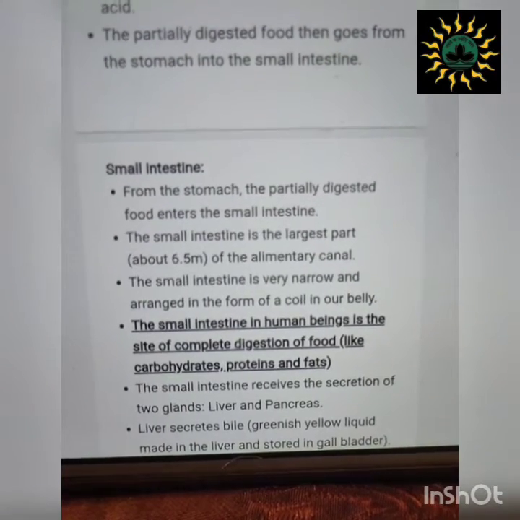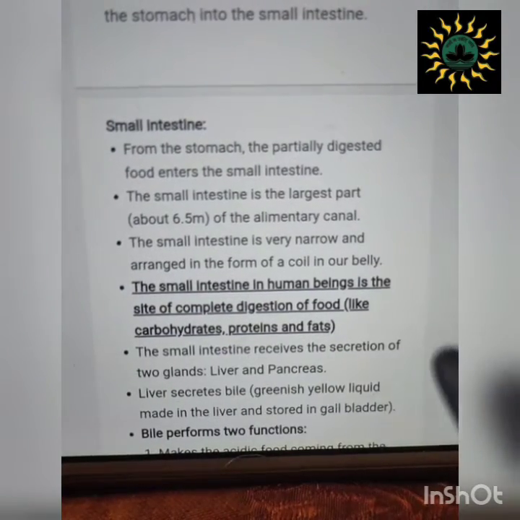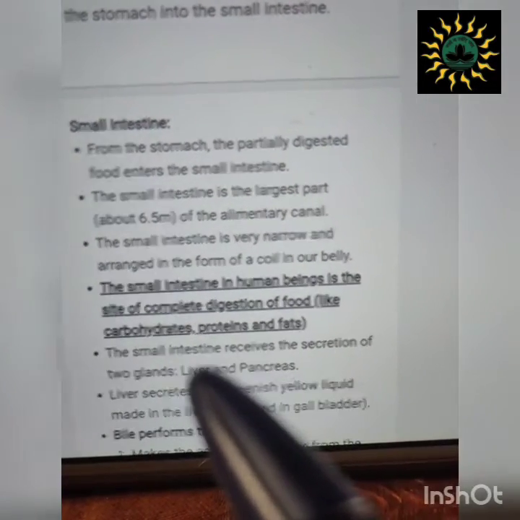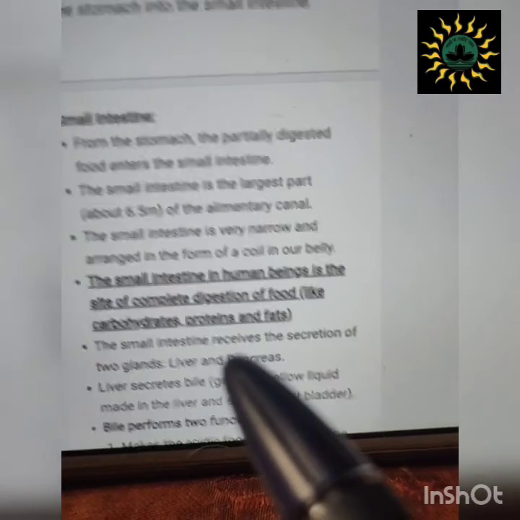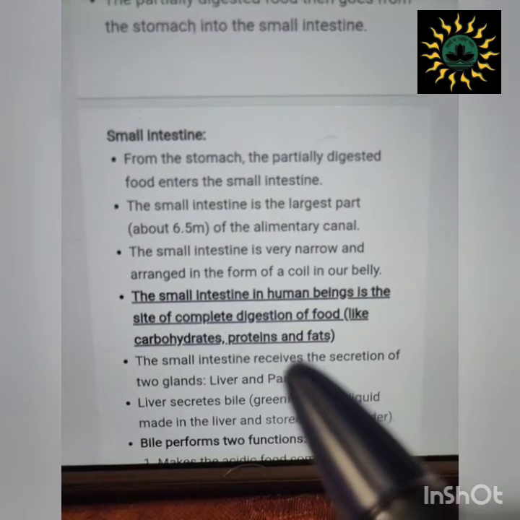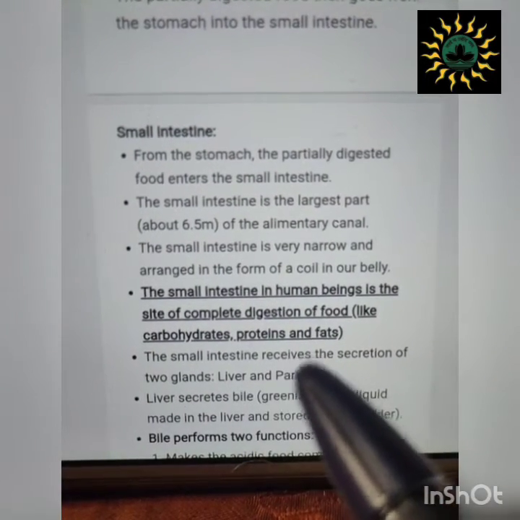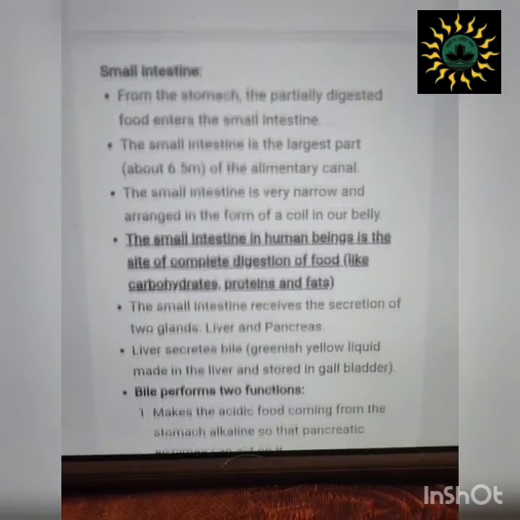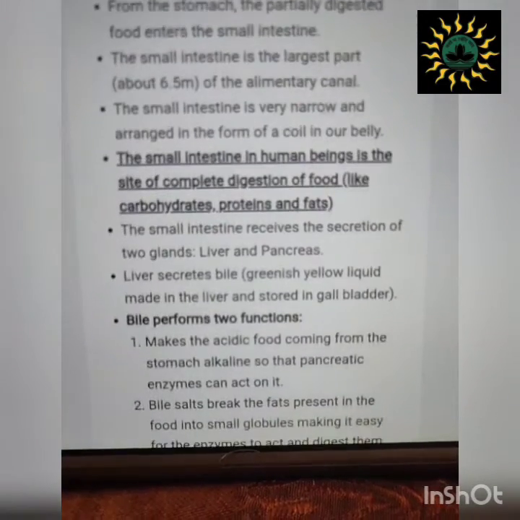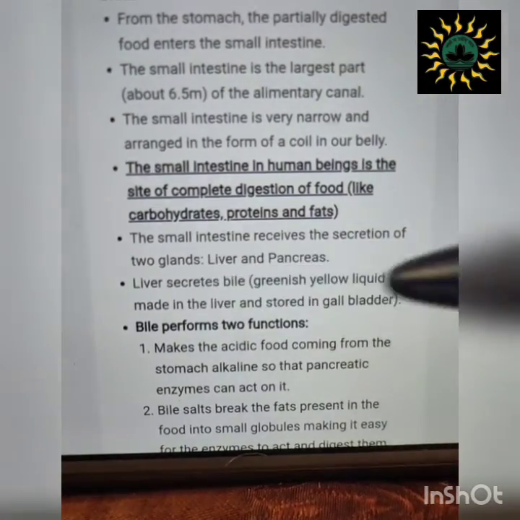Okay, it is in this small intestine that human beings complete their digestion. See, carbohydrate and protein digestion has already begun in the mouth and stomach. Now the fat digestion will start and the carbohydrate and protein digestion will get completed. Now the small intestine receives secretions from 2 other digestive glands that I've already discussed, that is liver and pancreas.